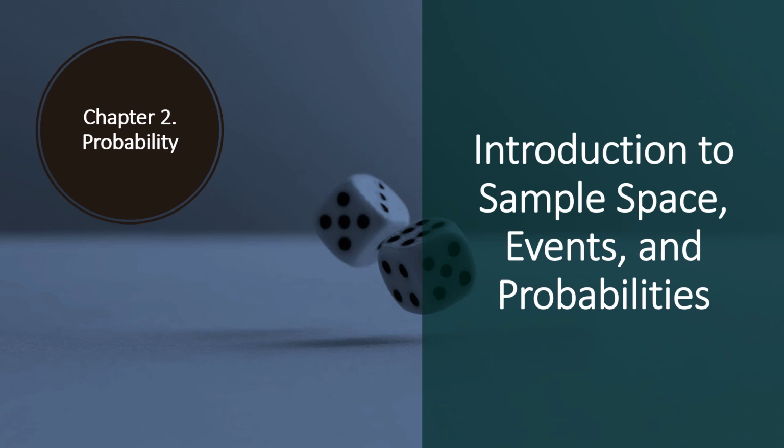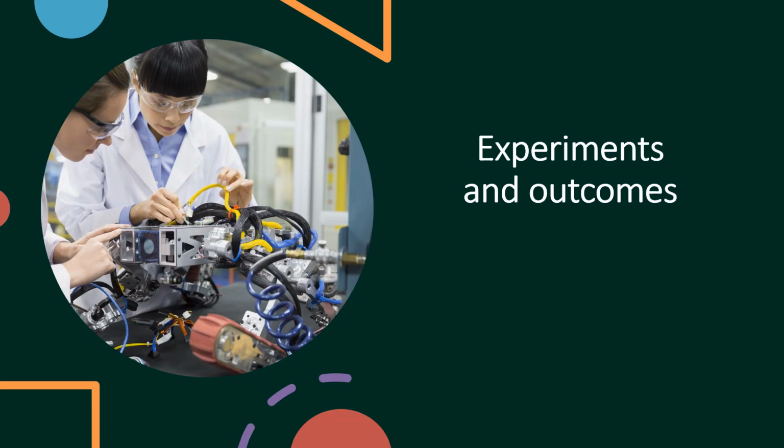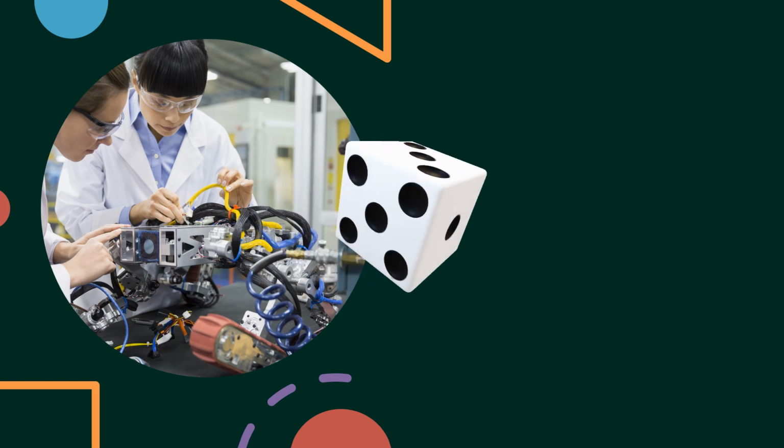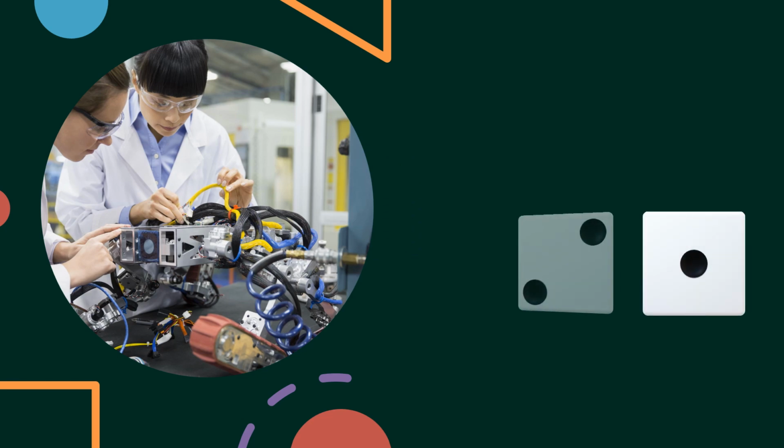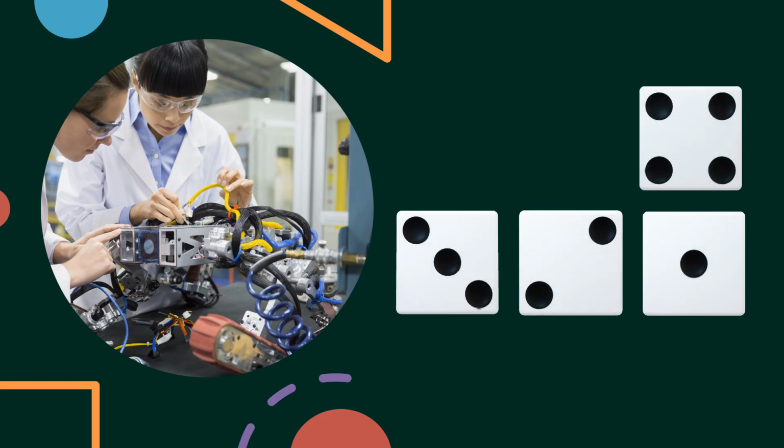Today we'll be discussing probability, and we start with the introduction to sample space, events, and probabilities. An experiment is a process that generates well-defined outcomes. For example, in tossing a coin, you have two outcomes, the head and the tail. Or rolling a die. For a single die, remember, there are six faces, and for any roll, there are six possible outcomes. It can be outcome 1, 2, 3, 4, 5, and 6.